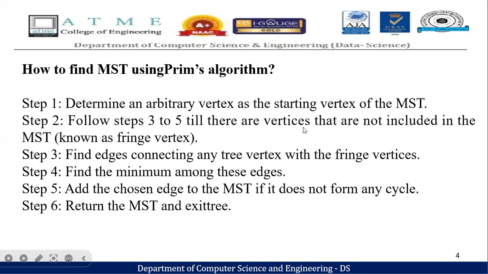So how do we find the minimum cost spanning tree using Prim's algorithm? In the first step, we start with the first vertex, that is the starting node. In step 2, we follow steps 3 to 5 until all the vertices are included in the spanning tree. In the third step, we find the edges which are connected to the particular vertex. In the fourth step, we find the minimum among these edges. And in the fifth, we add that into the minimum spanning tree only if it does not form any cycle. And in the last step, we return the minimum spanning tree and exit.